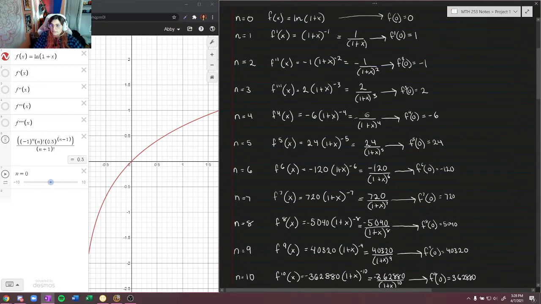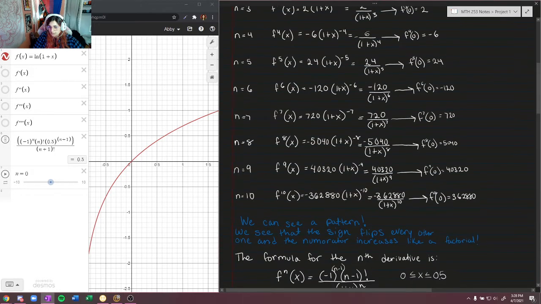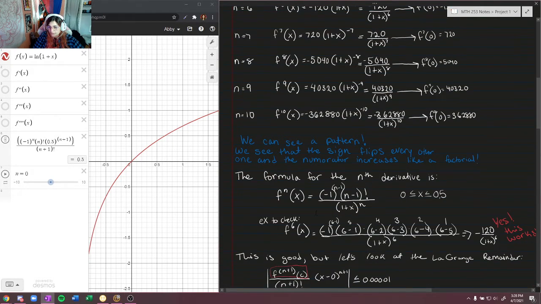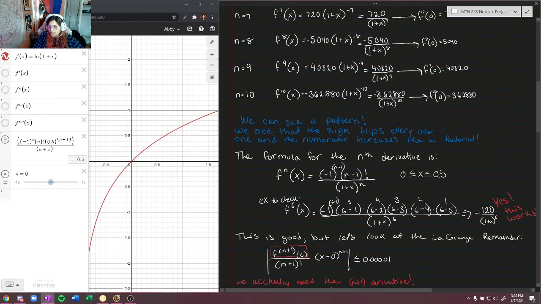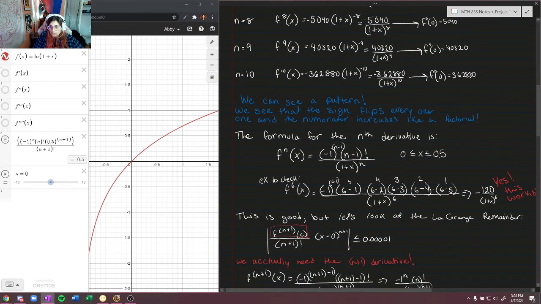You can see my derivatives here, and we see a pattern starting to develop where every other derivative is a negative number and the numerators are going up by a factorial. With that information, I came up with this formula for the nth derivative, and it's between 0 and 0.5. You can see here I checked it just to be safe, so that I can show how it works.